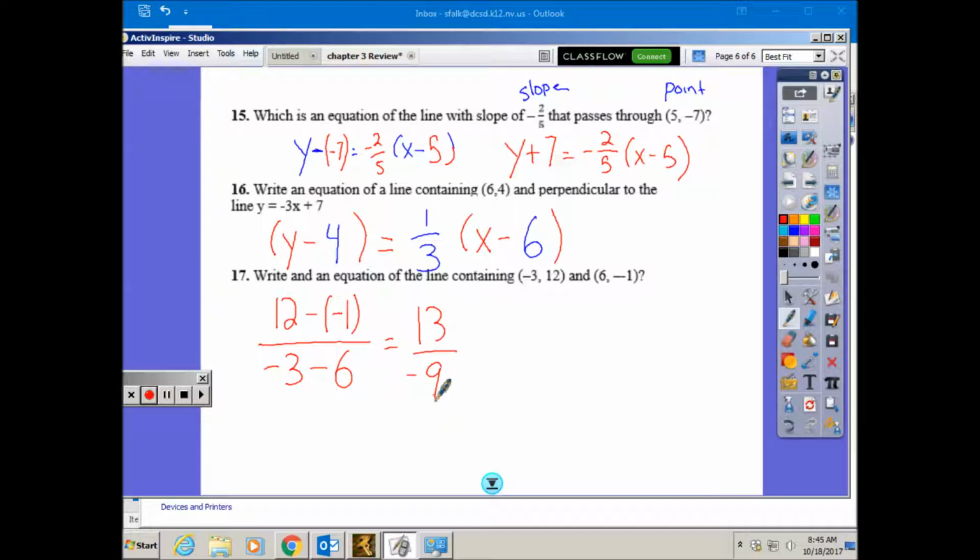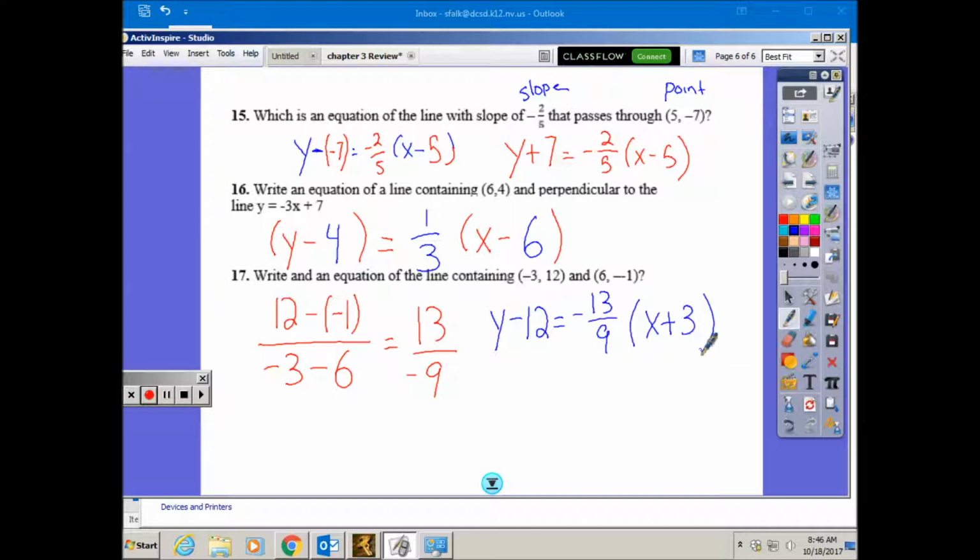I have 2 points. The easiest thing to do is going to be to write it in point slope form. It doesn't matter which point I use. I can use the first one, which is y minus the y value of 12 equals the slope, -13/9, times x minus -3, which would be the same as x plus 3.